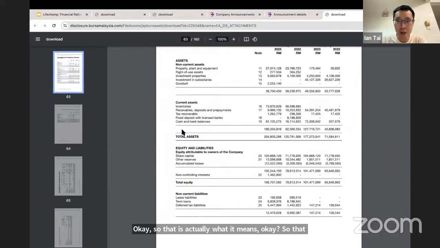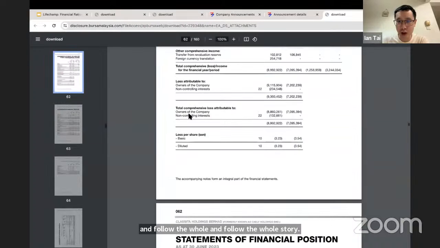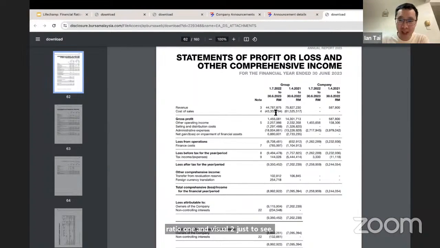But of course, if you want to get a much clearer picture, I don't take 1 year, I always take 10 years and follow the whole story. But since we are at Clasita, I just want to know how it looks when it comes to profitability. So we are going back to ratio 1 and ratio 2 just to see. Okay, so we are here at the income statement.